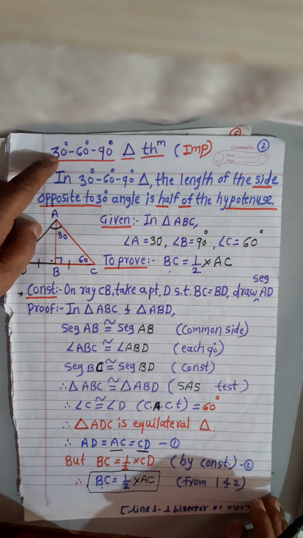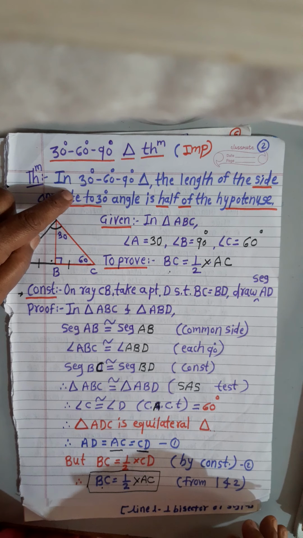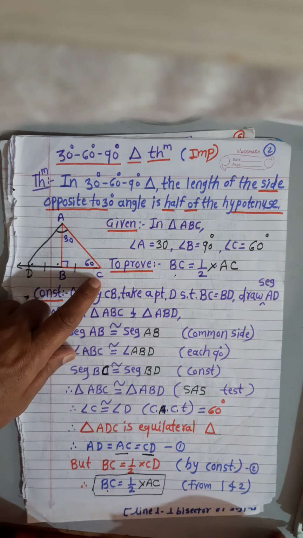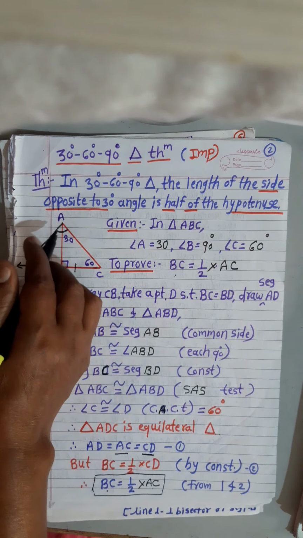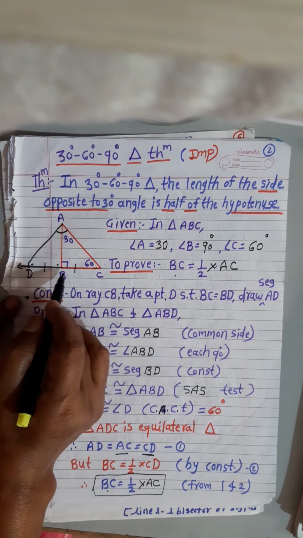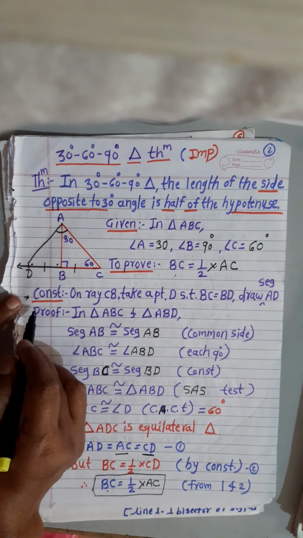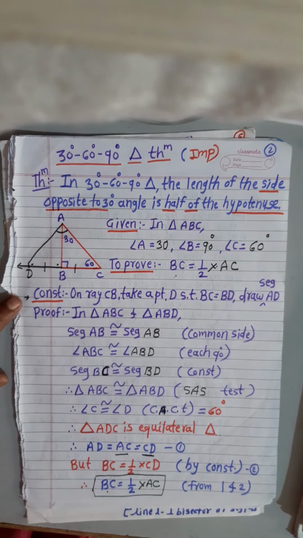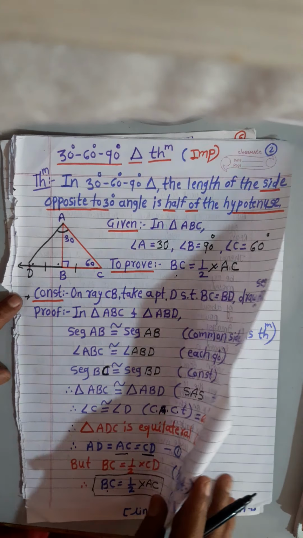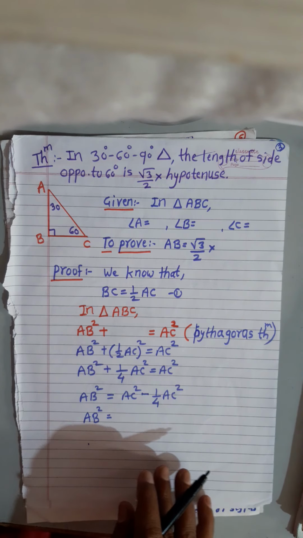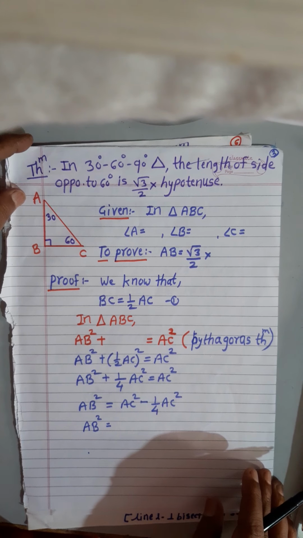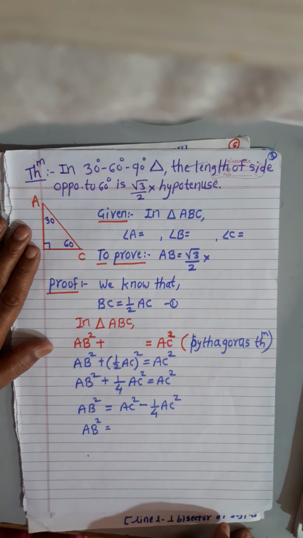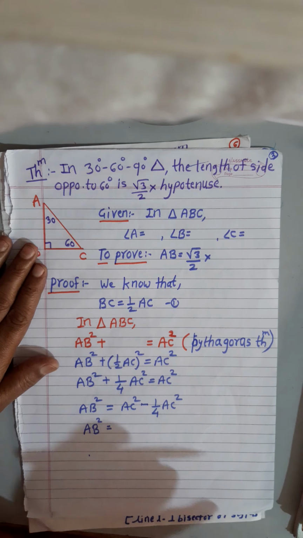What is the 30-60-90 triangle theorem? In the 30-60-90 triangle theorem, the side opposite to 30 is half that of the hypotenuse. Means if AC equals 12 centimeters, what will be BC? It is 6 centimeters. If AC equals 10 centimeters, what will be BC? It is 5 centimeters. Now, the next part of this theorem is explained here.